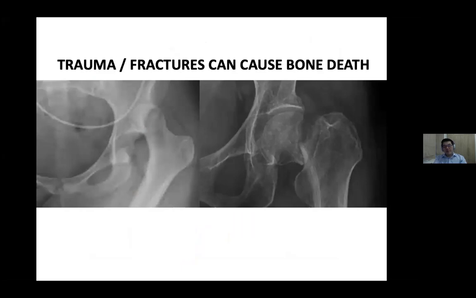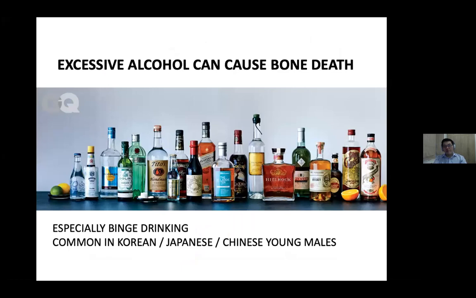So dislocations and fractures can cause this. This one we knew already. But also, interestingly enough, there are other causes too.